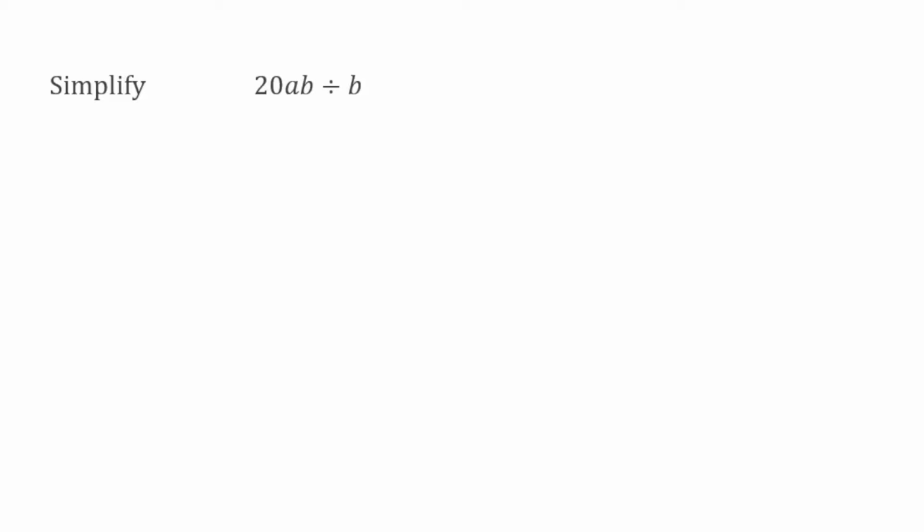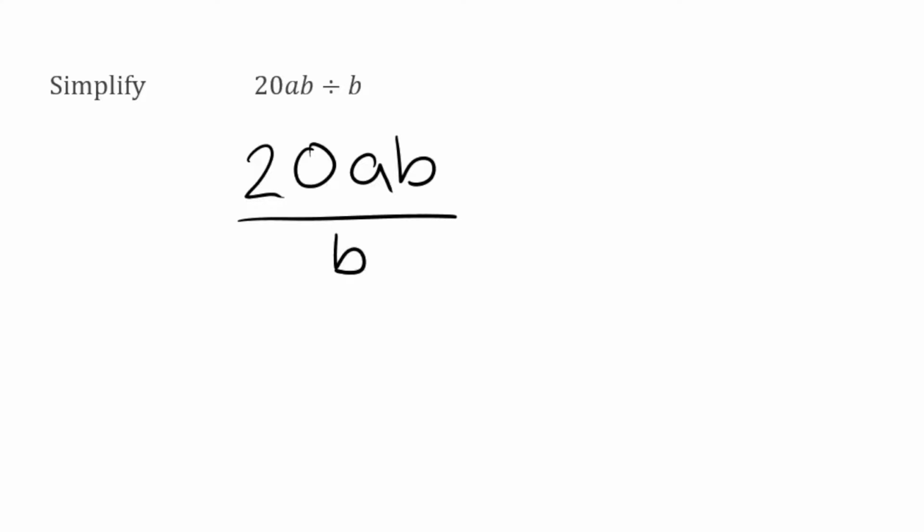Okay, so today we're going to be taking a look at dividing terms. For this first question, we've got 20ab divided by b. What I'm going to do is write that out as a fraction. So I've got 20ab and I'm dividing everything by b. We do this because it makes it a bit easier to see which terms we can cancel out.